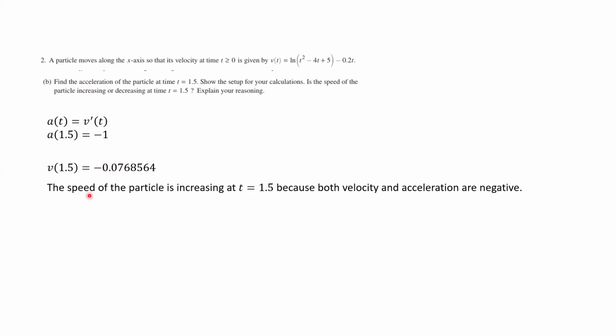Okay. The speed of the particle is increasing at t equals 1.5 because both velocity and acceleration are negative. If both of them are positive, it's speeding up in the forward direction. If both of them are negative, it's speeding up in the backward direction. If they're opposite signs, then that means it's slowing down.